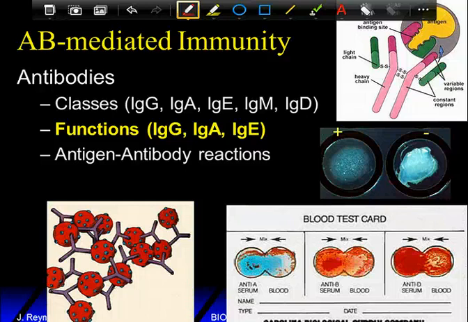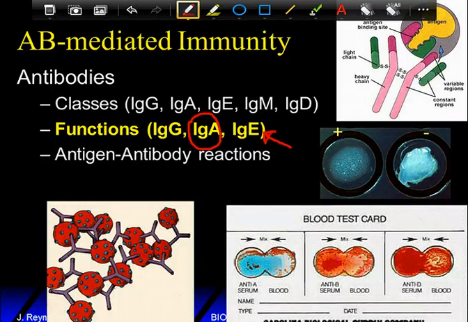IgA, alpha heavy chains. It's a secretory antibody. You have it in mucus, you've got it in urine, you've got it in breast milk, you've got it in sweat, you've got it down your respiratory tract in mucus. I mentioned breast milk, so this is the other protective antibody for the newborn via breast milk.